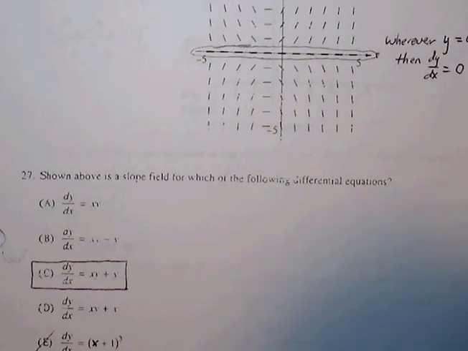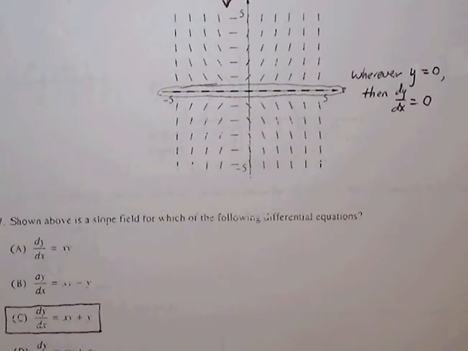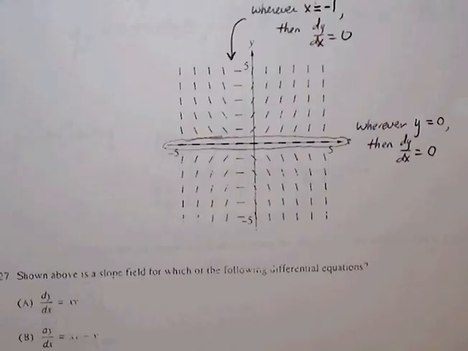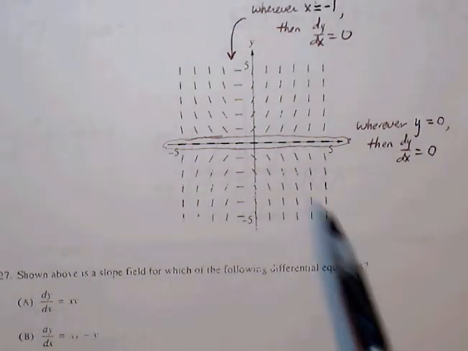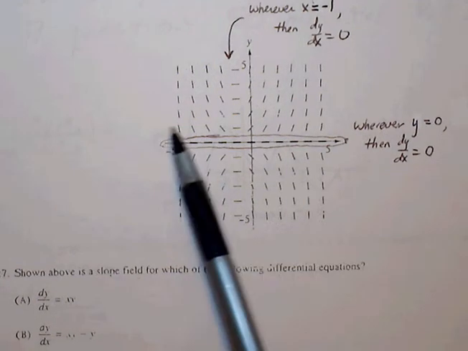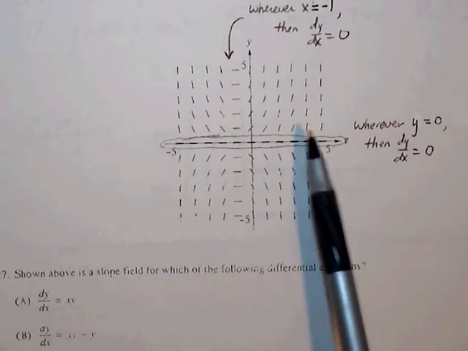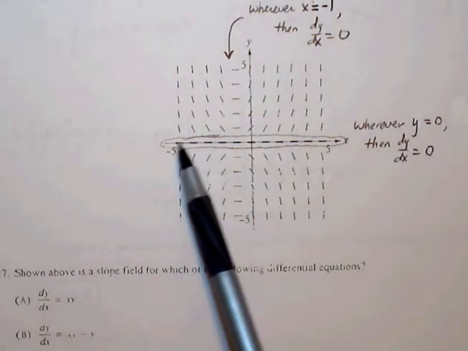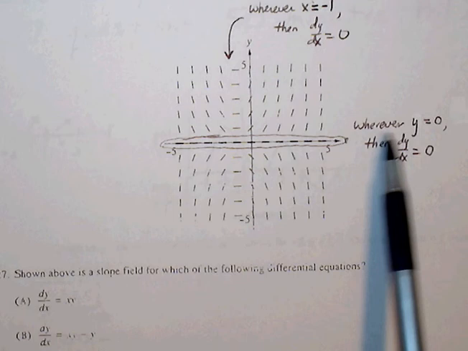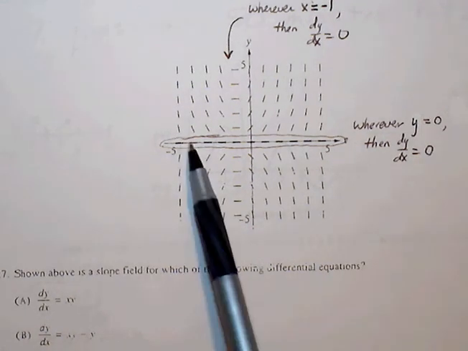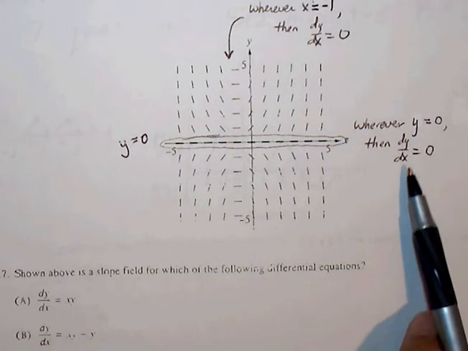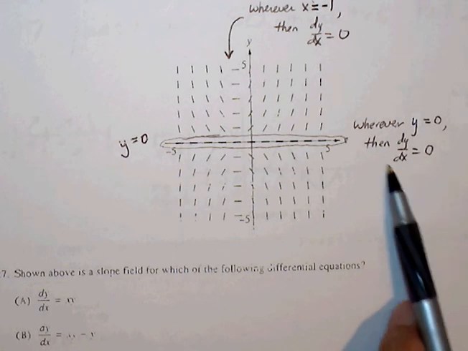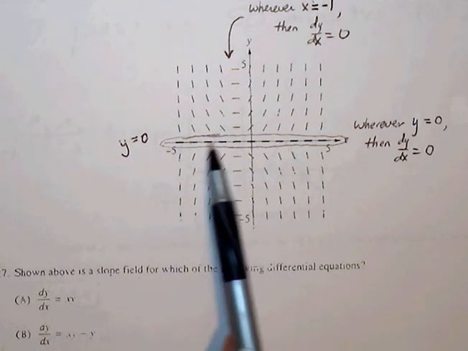Okay, 27. Shown above is a slope field for which of the following differential equations. The way that we can match up the slope field is to identify slopes that are easy to determine. Here I see a slope of 0, so that means that where y is equal to 0, I must get a slope of 0, because I'm getting all these horizontal lines.